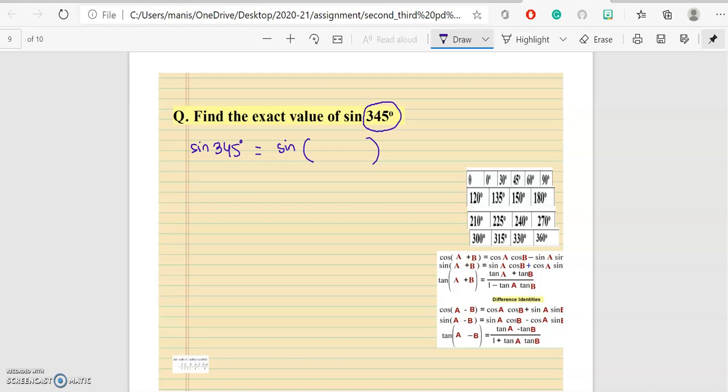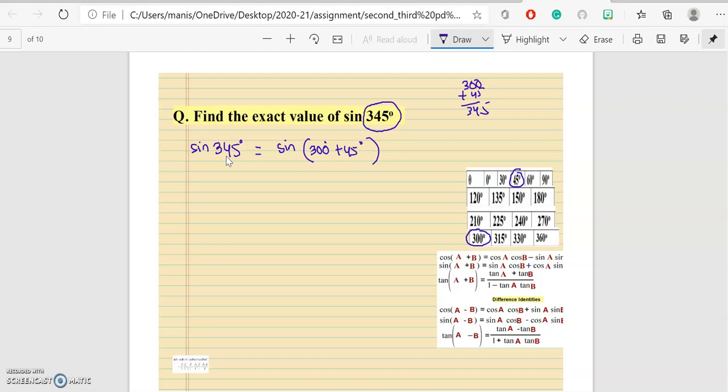What about 330? No, it does not work. Is there anything else we can do? Suddenly it came to my mind, how about I take 300 over here and I can take 45 from here. It gives me 345. Okay, 300 plus 45 degrees gives me 345. There are lots of options. You can take anything, but I just came across this one. So 300 plus 45.